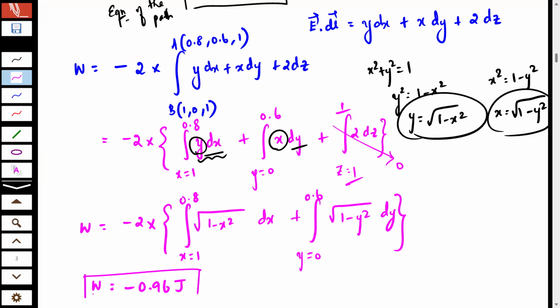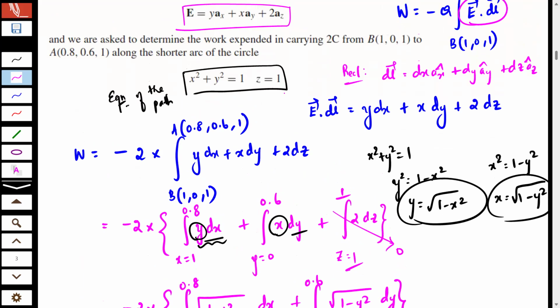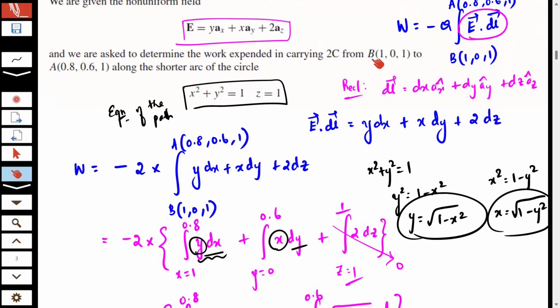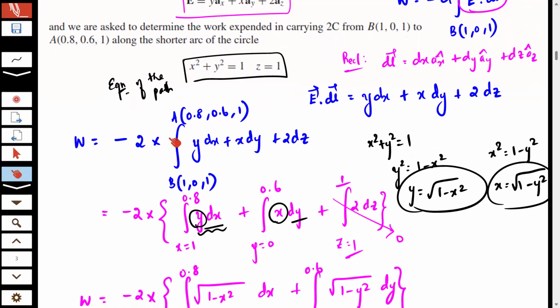Now, we will be doing this problem in a different way to understand why the path is specified here. If the path is not specified, then what should be done in this case? If the equation of the path is not specified, then from the points B and A, how we can get to the path equation for a straight line joining B to A. We will be doing that one more time, repeating this, and we will find the work done.